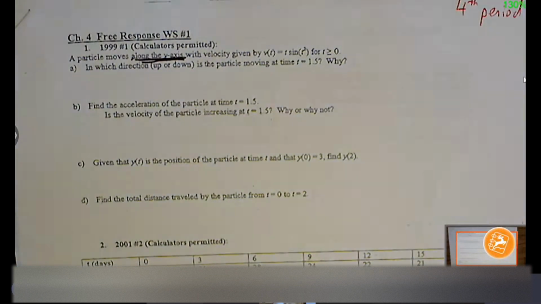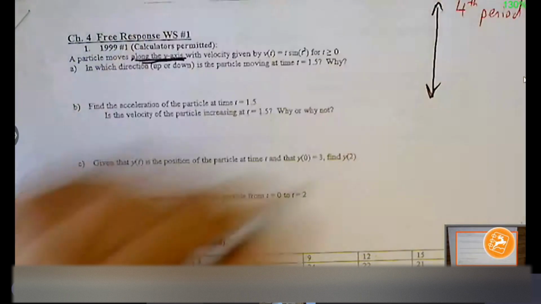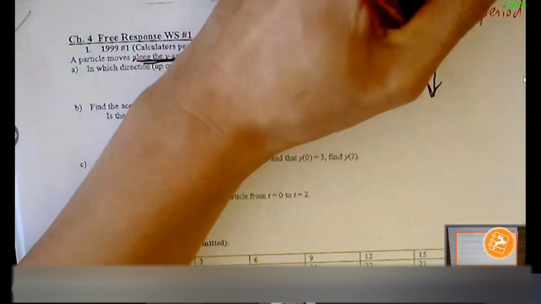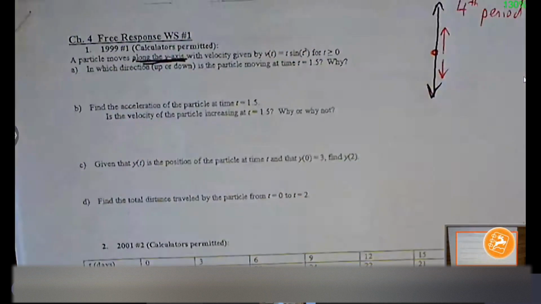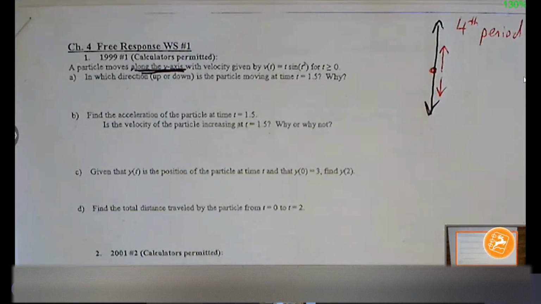Now, this object is restricted to a vertical motion along the y-axis. So it's either motionless, going up, or going down. So we're going to have to make some slight adjustment. That means positive velocity is now going to be associated with upward motion, and negative velocity is now going to be associated with a downward motion.